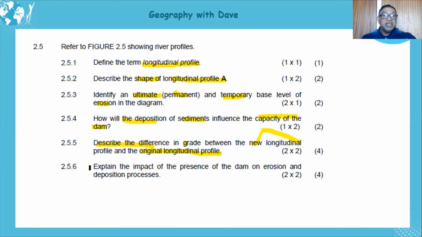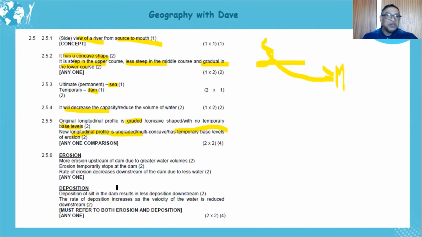And then your last one: explain the impact of the presence of the dam on erosion and deposition processes. You know it's holding back the water there, there'll be deposition, etc. But it's specific to erosion and deposition. You see more erosion upstream as the dam wall holds a greater volume of water. Now it'll hold back, isn't it? Erosion temporarily stops at the dam because deposition and the dam wall stop the flow.